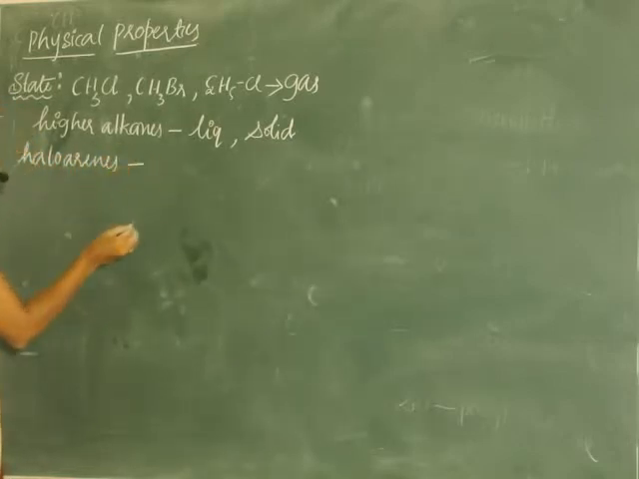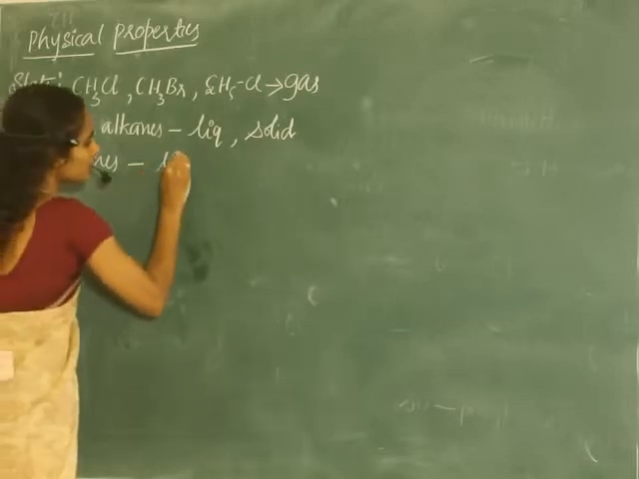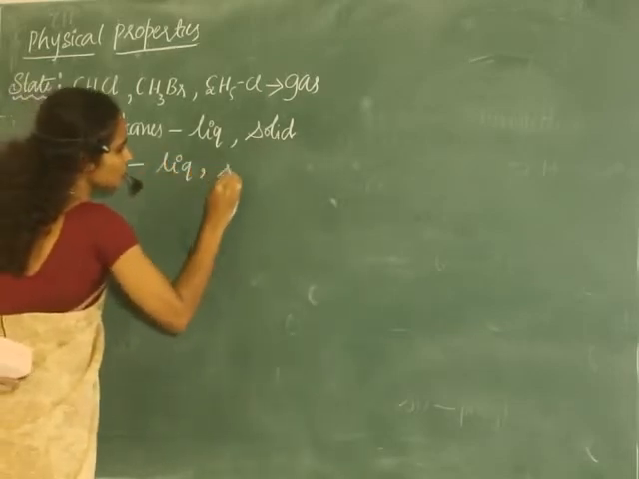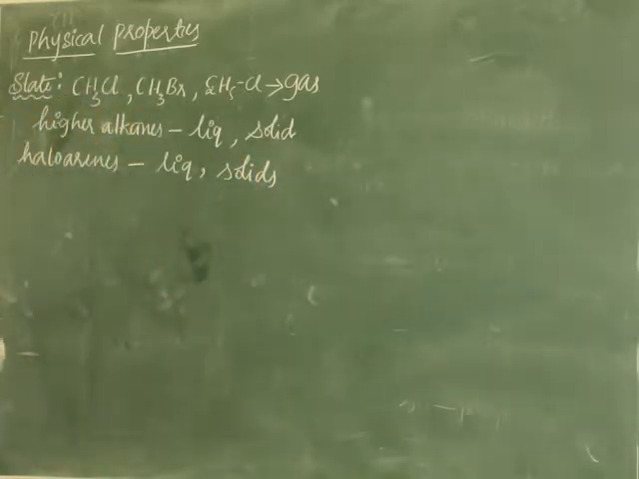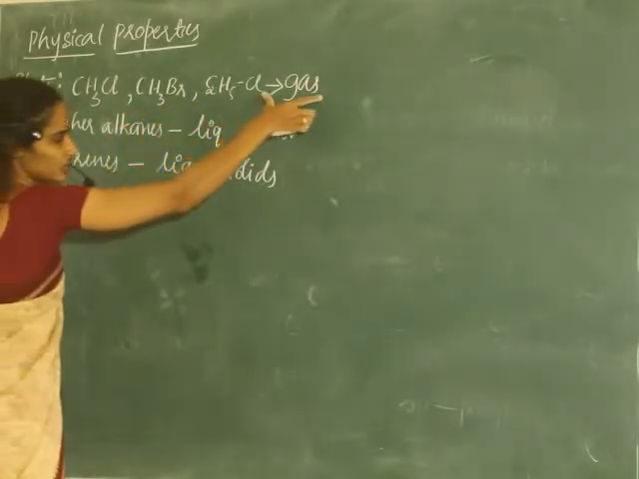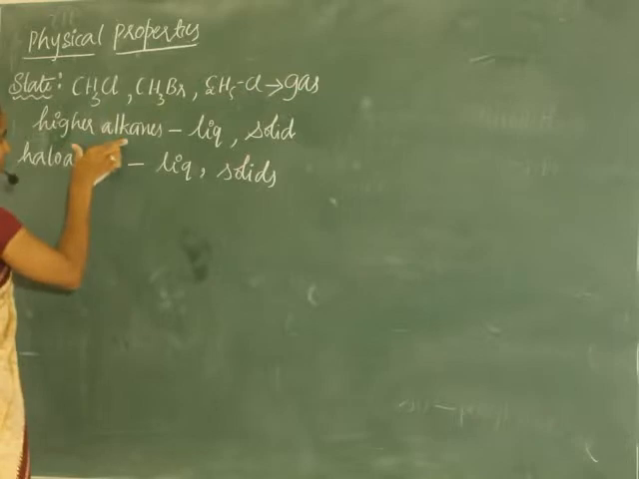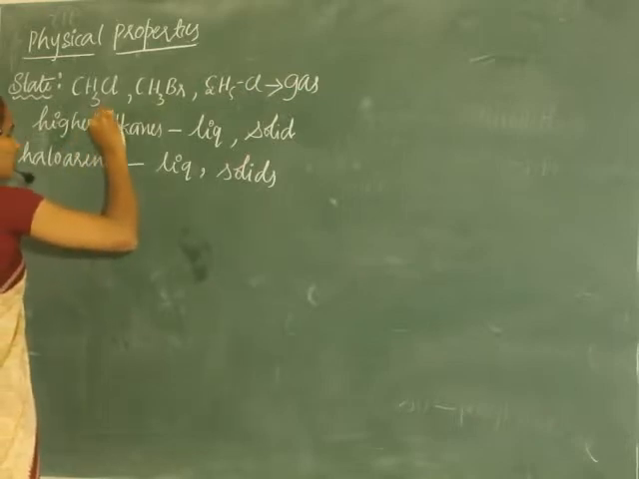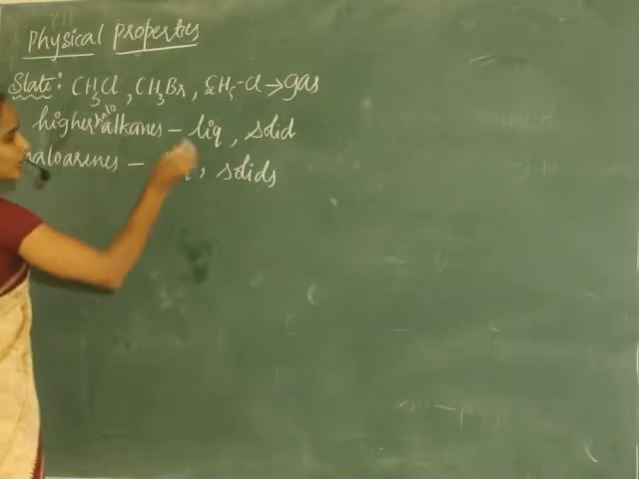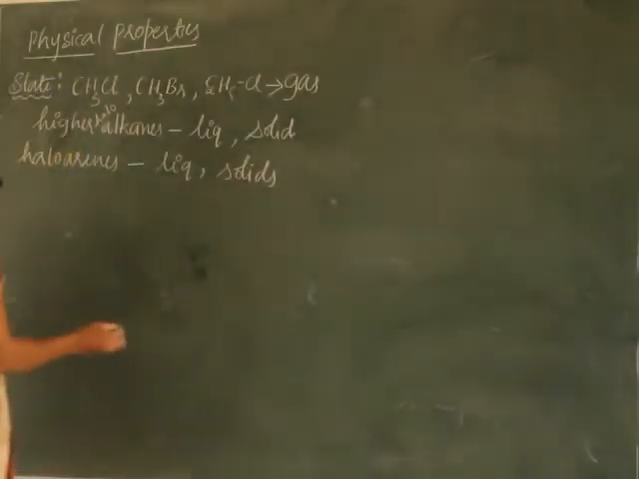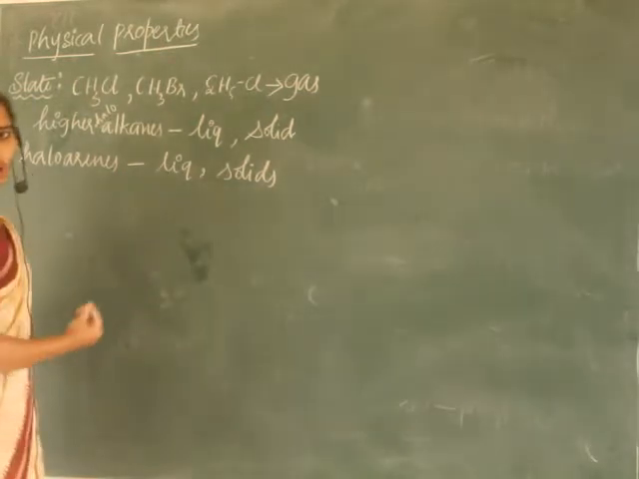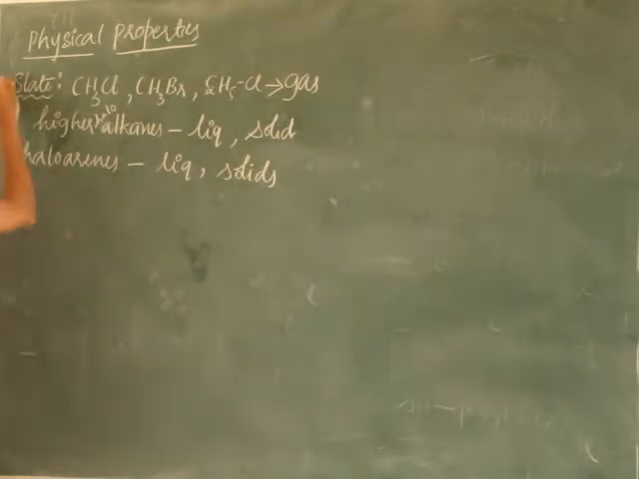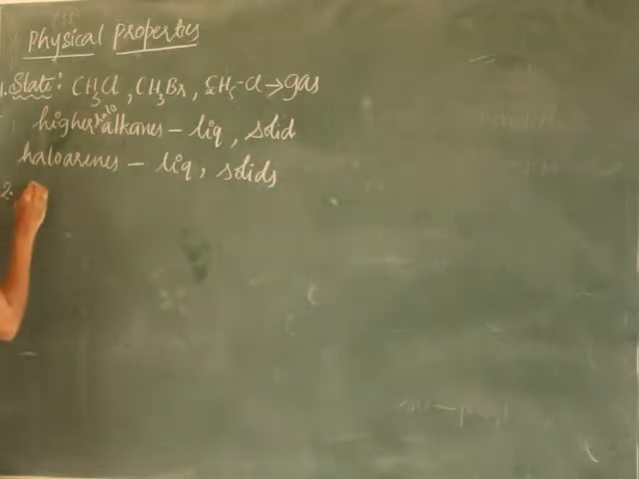Almost all haloarenes are liquids or solids. In haloalkanes, some lower haloalkanes are gaseous in nature, and some higher haloalkanes are liquid or solid, and haloarenes are liquid or solid compounds. Next, the first one was state, the second one is odor.